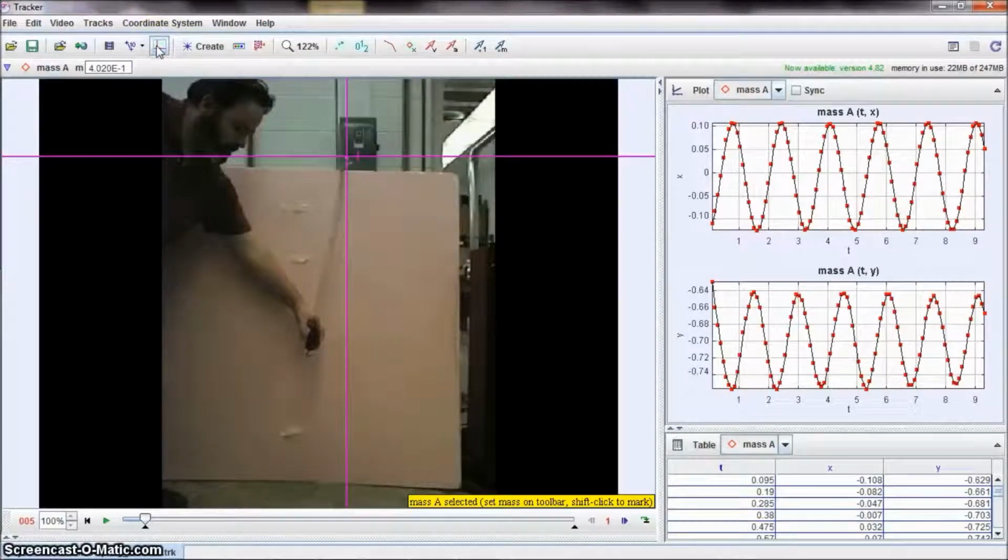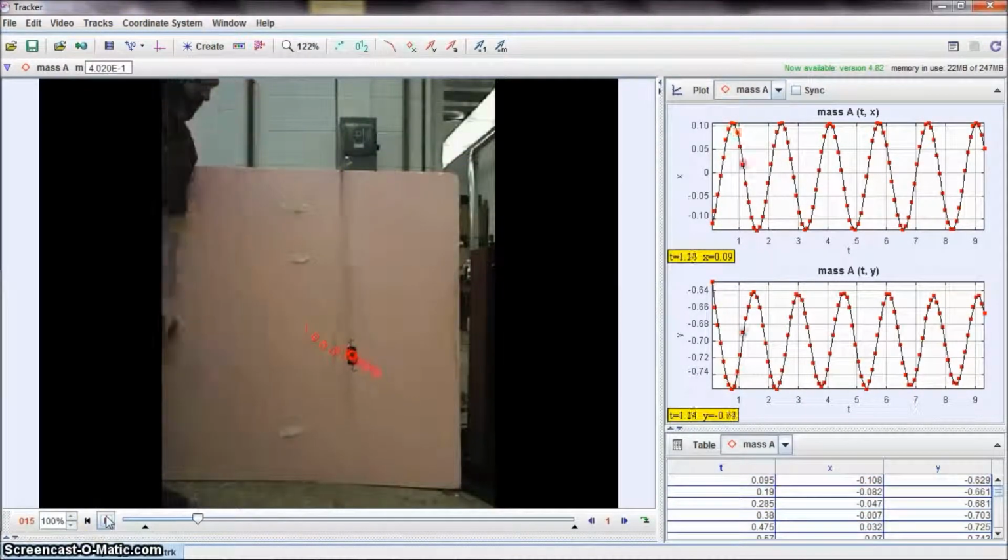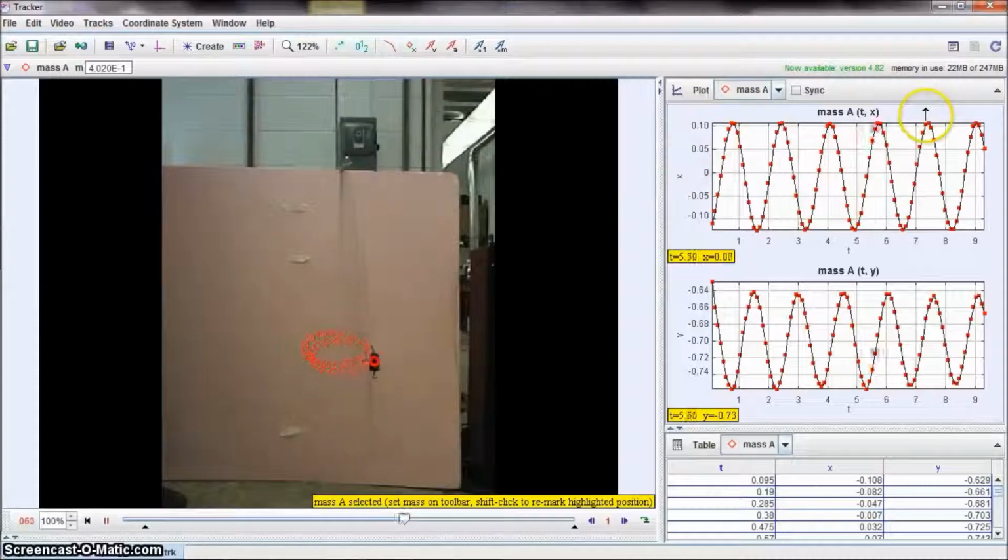I put the origin of the axis at the attachment point and calibrated this distance to be 0.7 meters as given in lecture. I analyzed the motion from the time it is released until the end of the video, for a total of 98 frames. I identified the center of the mass in each frame to obtain real position and time data. Here the x position is plotted as a function of time, and here the y position is plotted as a function of time.